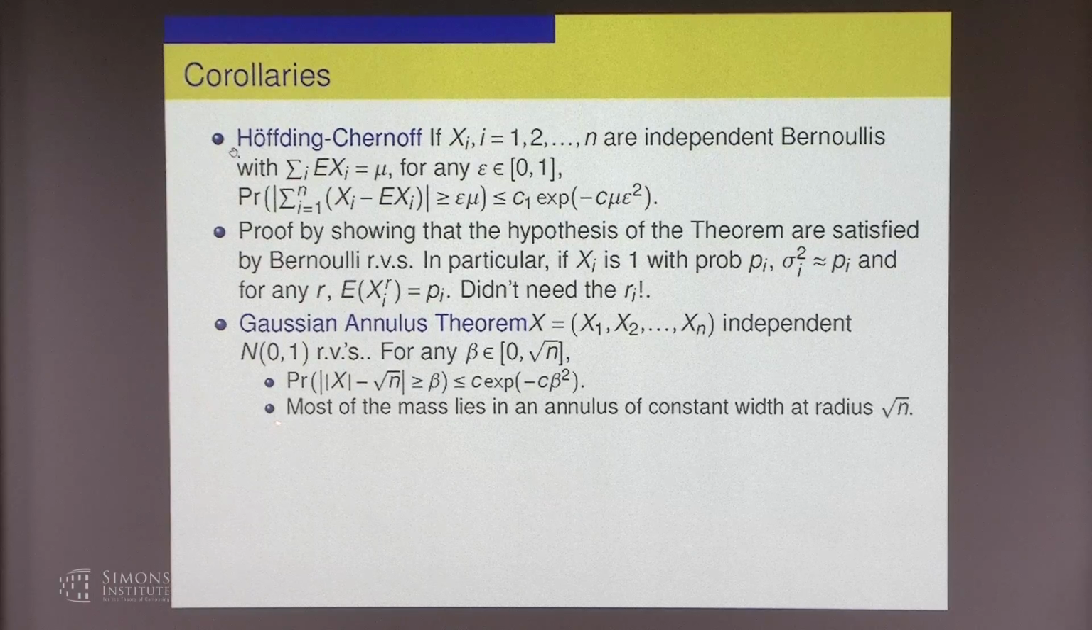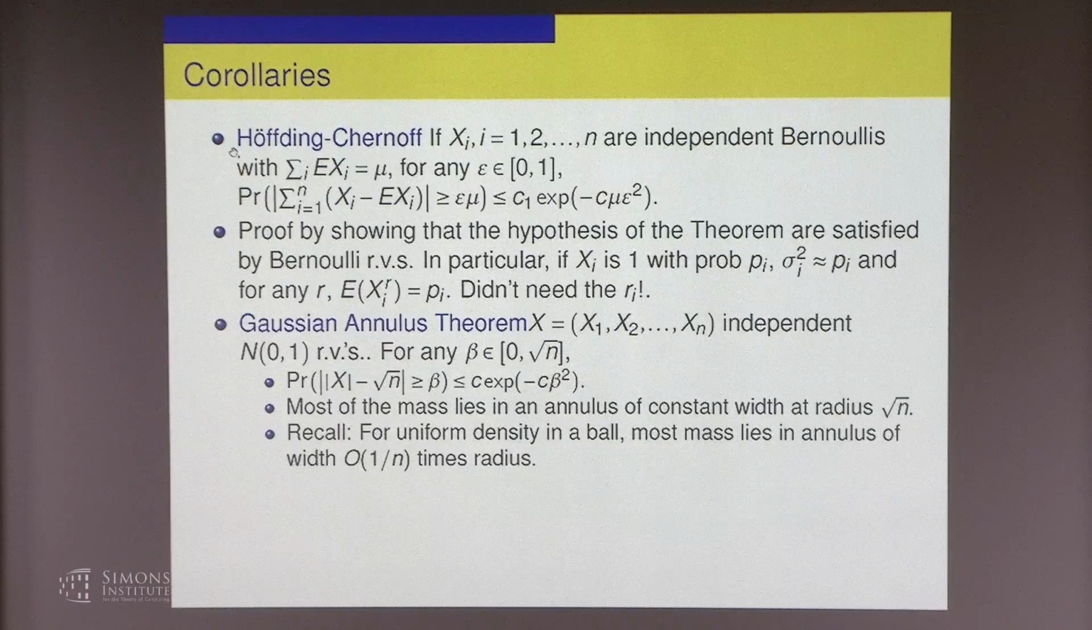And what this says is that most of the mass of the Gaussian lies in an annulus of constant width around radius root n. Okay? That's why I call it the Gaussian annulus theorem. The annulus size is different for different distributions. For uniform on a sphere, it's a different width. But this is Gaussians here. If you have uniform density on the ball, the annulus is smaller, it's 1 over n. But for Gaussians, it's 1 over root n, right? That's a ratio.